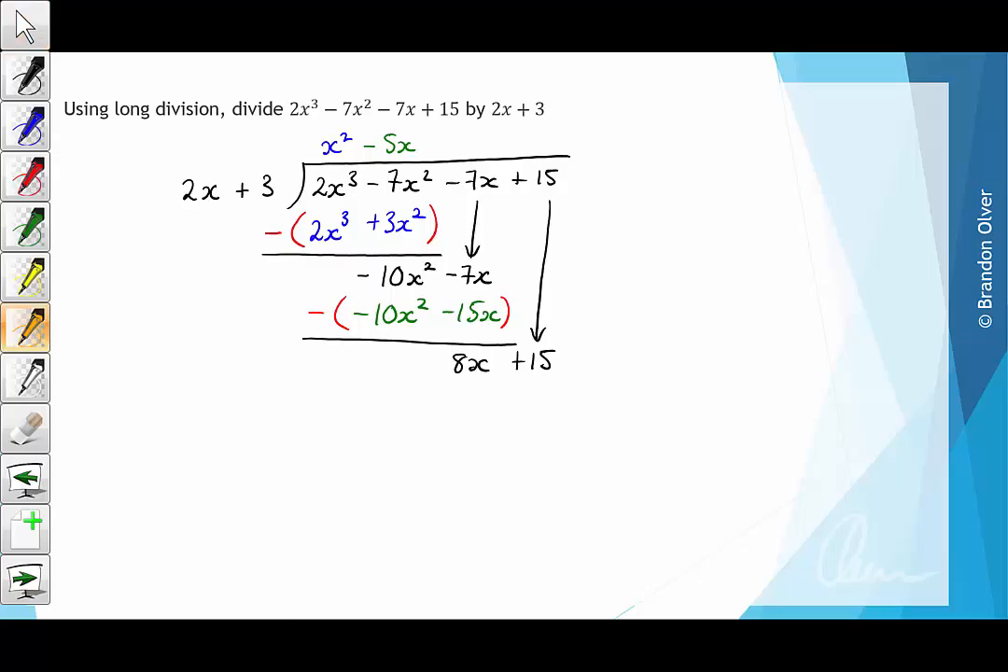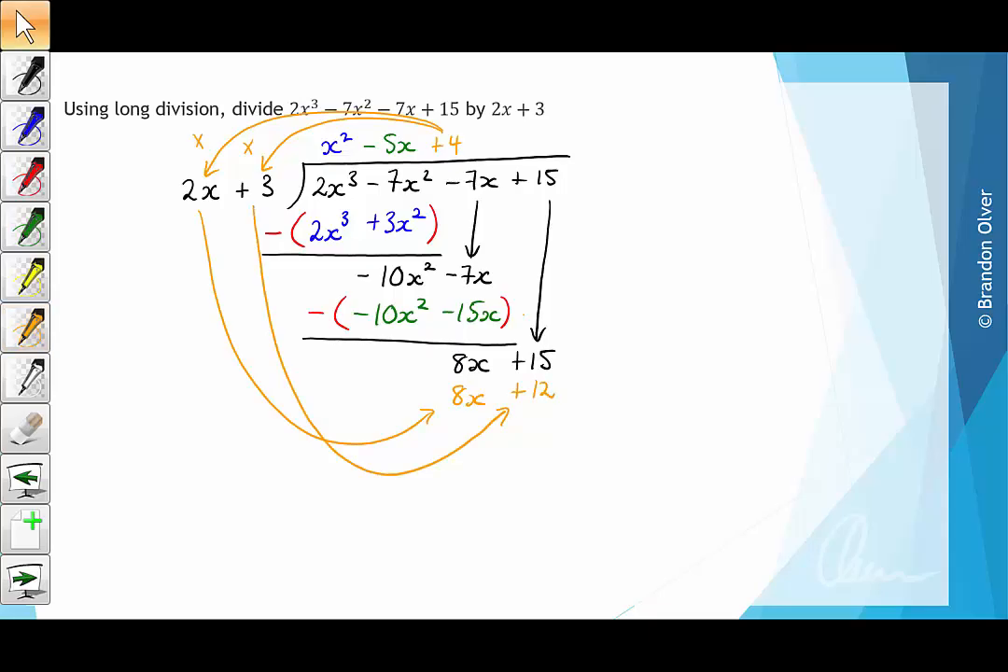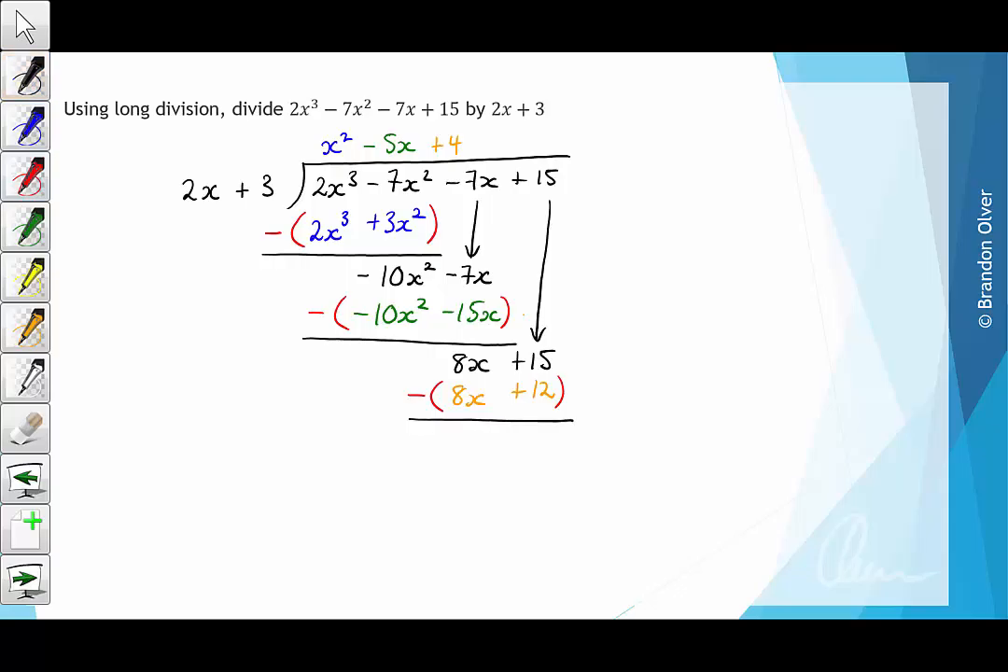So once again we repeat our process by looking for the factor that multiplies by 2x to give 8x. So that's going to be positive 4. So positive 4 times 2x gives 8x. And then the positive 4 multiplied by 3 will give positive 12. And then subtracting those terms just found from the terms above will give 8x minus 8x will be 0x, so they will have cancelled. And we'll have plus 15 minus 12, which will give 3.